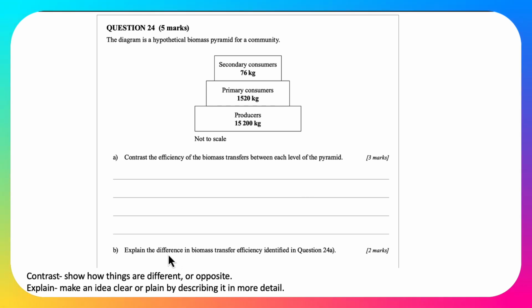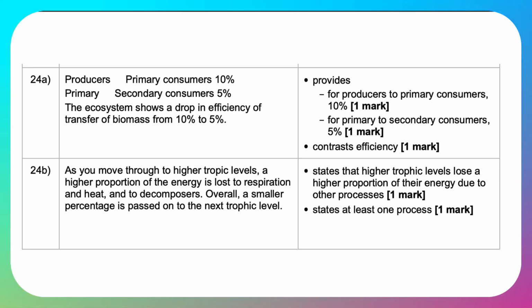Now we need to then explain the difference in biomass transfer. Explain why it's less efficient as we go further up. Energy efficiency tends to be lower further up the food chain, the trophic levels, due to more energy being consumed through cellular respiration and more energy passed on to decomposers as detritus. And these are the answers to those questions. So that gives you an idea of the sorts of questions that will be on the external exam based on this content.